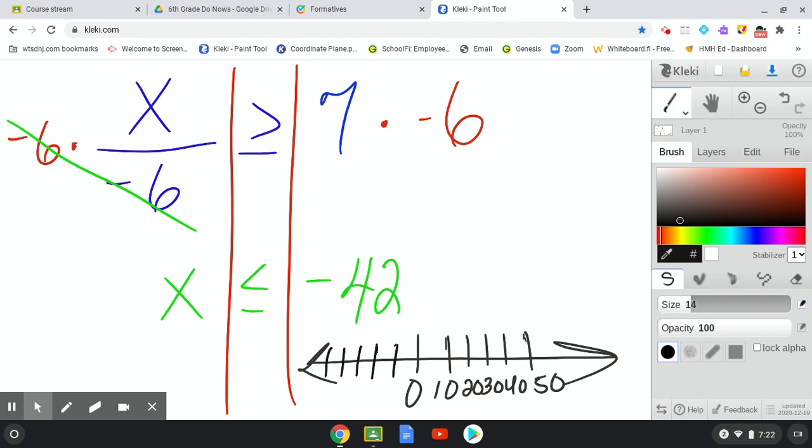So this would be my negative 50. This would be my negative 40. I'm not filling in all the numbers just to save time. My negative 45 would be here. So negative 42, I can kind of figure out where that's going to be.